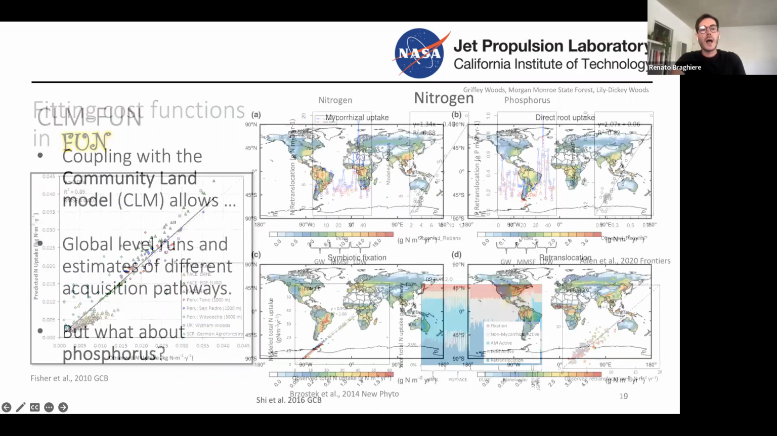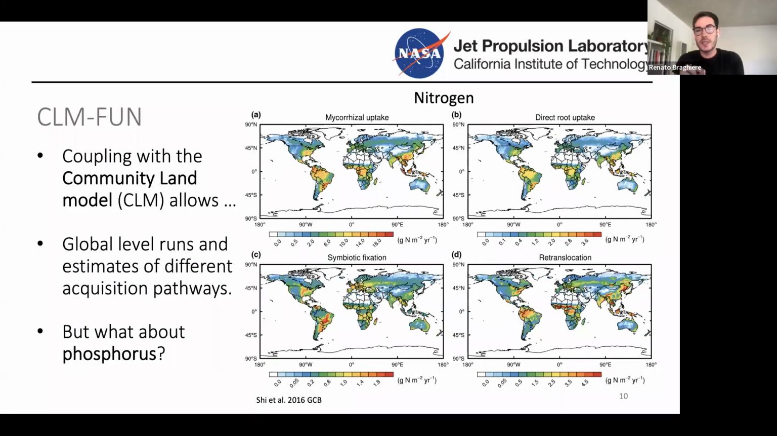So the FUN model, which was developed with in situ data, was then coupled into a climate model, into the Community Land Model, the land surface model of NCAR's Earth system model.